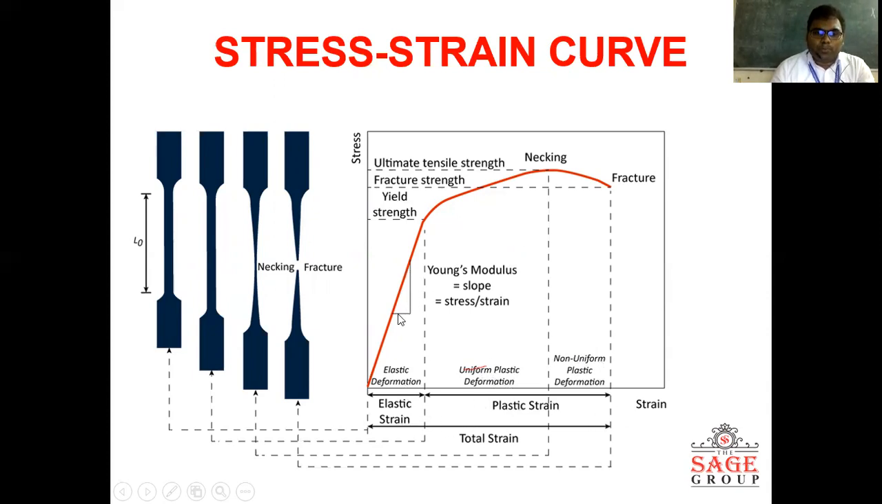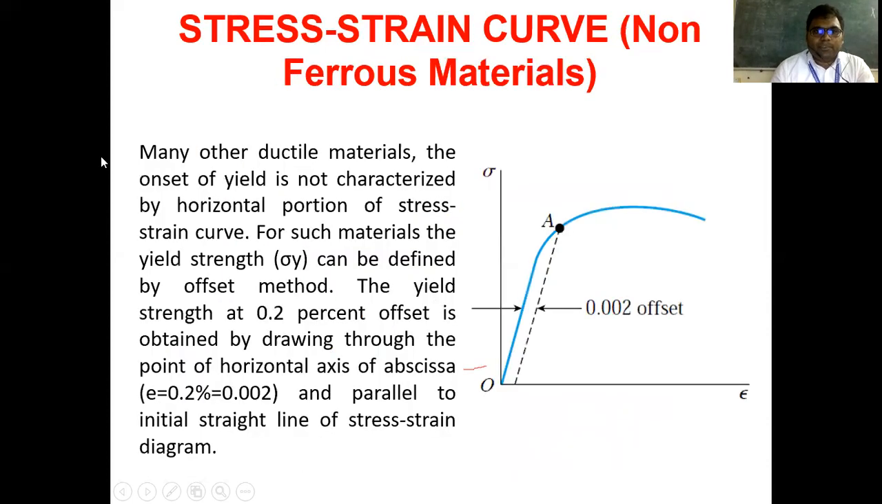If you calculate the slope of this slant line, you will get the Young's modulus, which is stress over strain. You know the stress corresponding to this point and this strain, so you can simply calculate the slope. At any point, we can get the Young's modulus with the help of this curve. This is the stress-strain curve for a ferrous material.